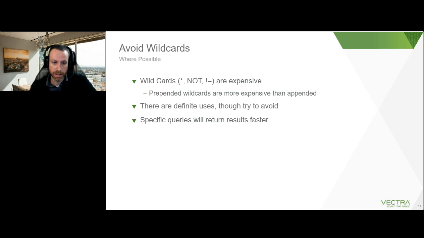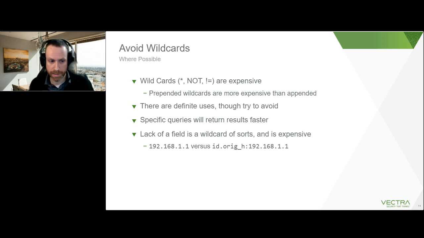And then additionally, one thing we need to keep in mind is that a lack of a field is a wildcard of sorts, like a basic text search. So if we just say I'm looking for 192.168.1.1, that is looking at all the fields, doing a string search across the entire record, versus something like id.origin_h equals 192.168.1.1. Maybe we don't know where we're looking for that data, and that's fine. However, if we do know what we're looking for, let's tailor these to be trimmer.